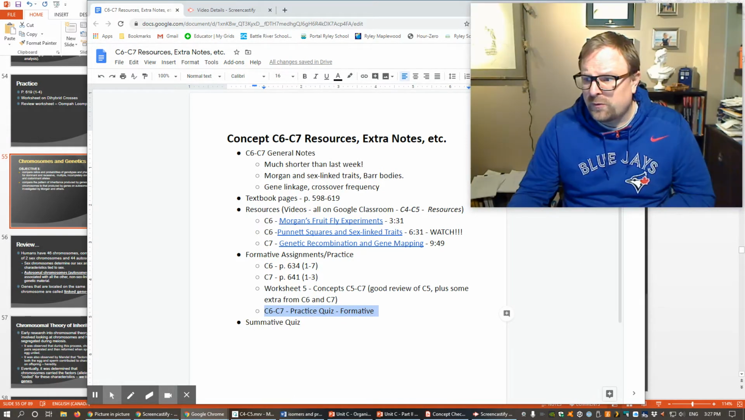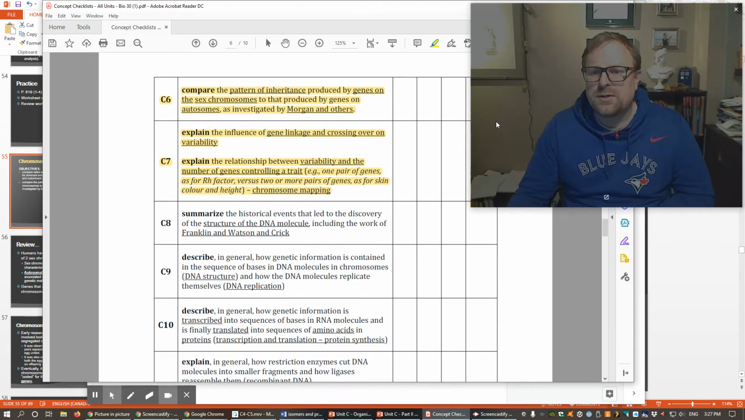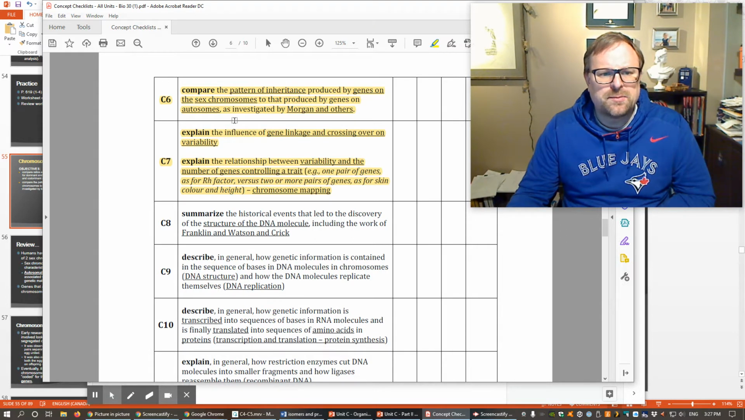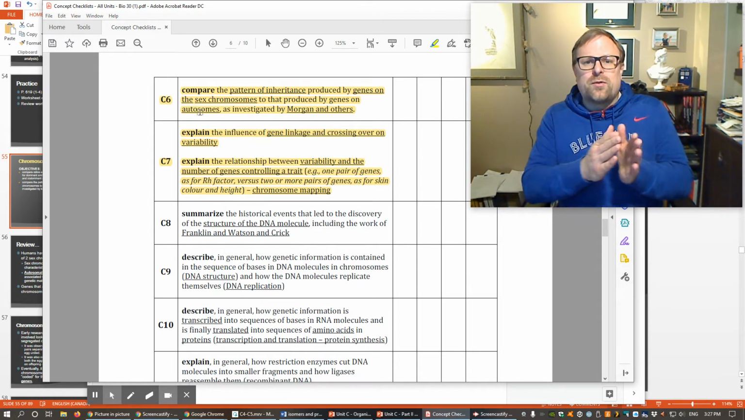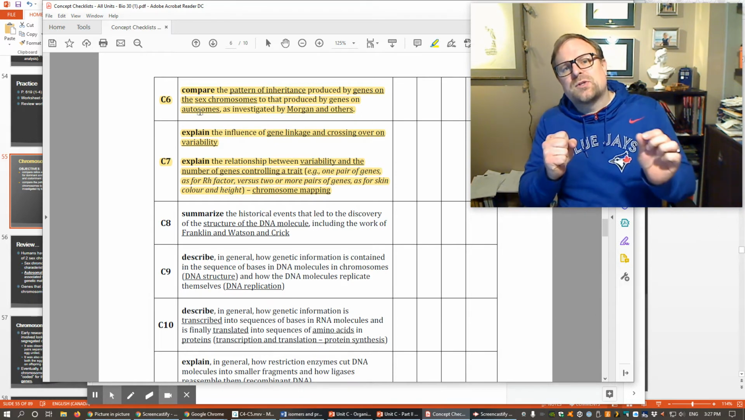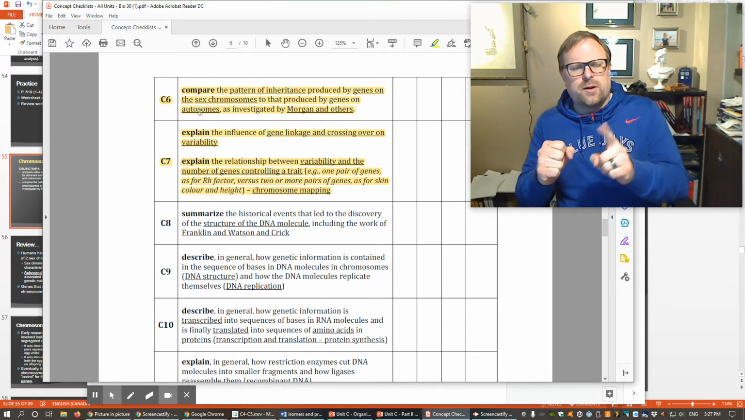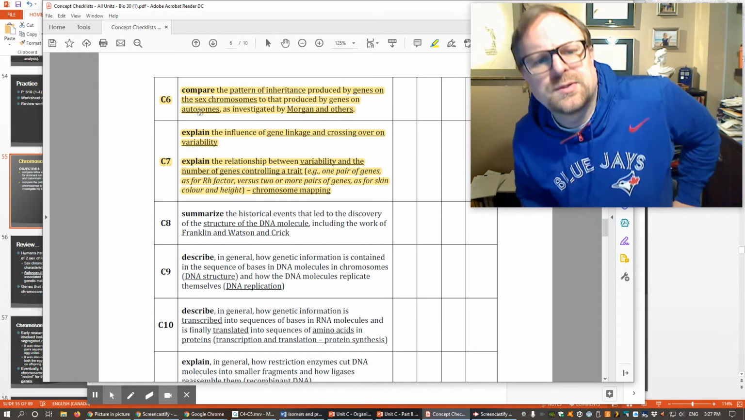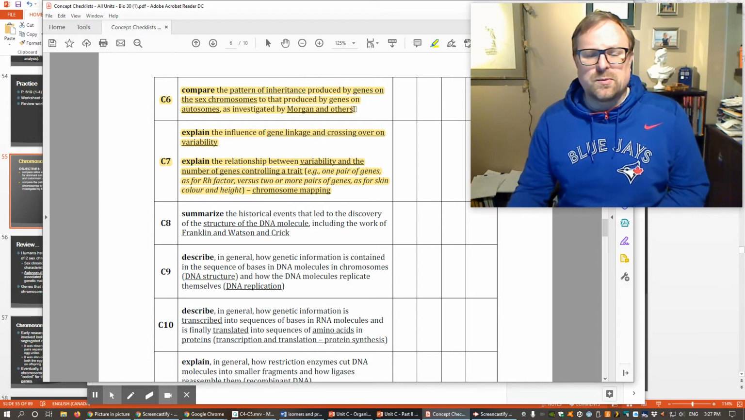So without further ado, I think I'm going to drag over here our concept checklist, just so you guys are aware of what we're covering in this concept. So C6 is to compare the pattern of inheritance produced by genes on the sex chromosomes to those on the autosomes. And let's just take a moment. Remember, autosomes in humans are the first 22 pairs of chromosomes, and then the sex chromosomes are the 23rd pair. So autosomes are the first 22, and then pair 23 is the sex chromosomes, and we'll talk about Morgan and a couple others in that as well.